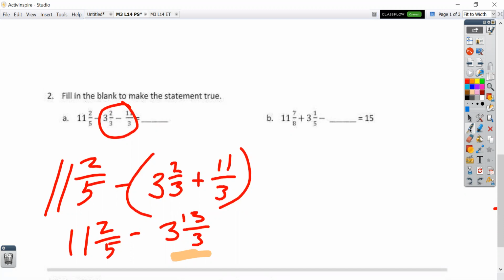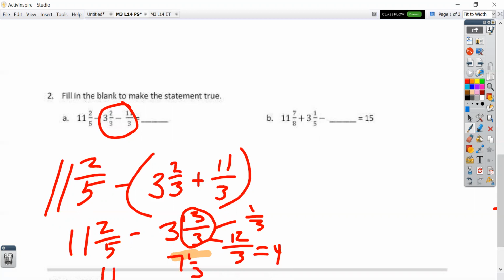So if we count by threes, 3, 6, 9, 12, we know that there's 12 thirds, which is 4 wholes, and that there would be 1/3 left over. So if we think about that, well, 4 plus 3 is 7 and 1/3. So really we're subtracting 11 2/5 minus 7 and 1/3.